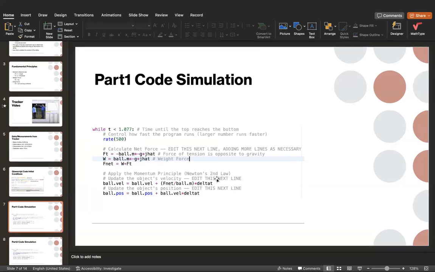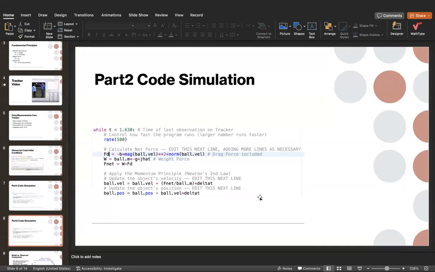Here, at part one of the code simulation, this is my first while loop. I found the force of tension. I found the weight force, and then the F net is just the sum of them. Also, the object's velocity update formula and the object's position update formula.